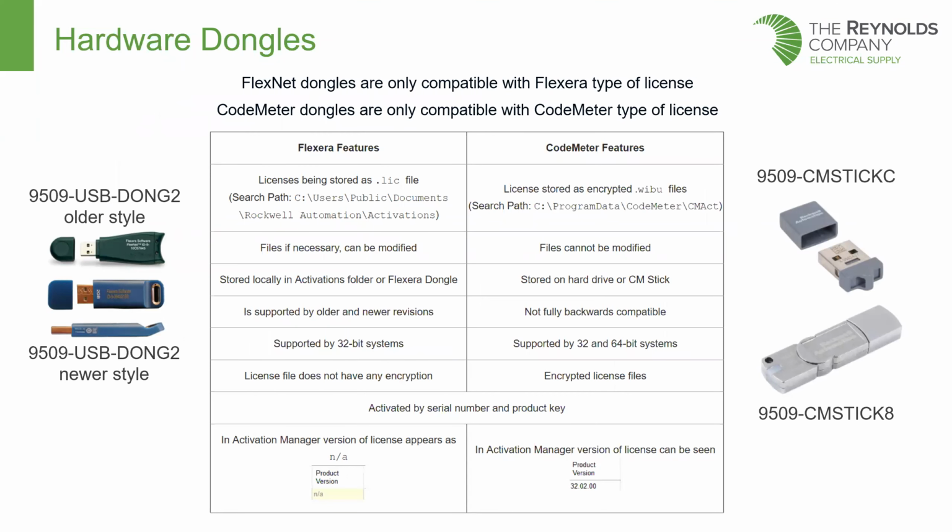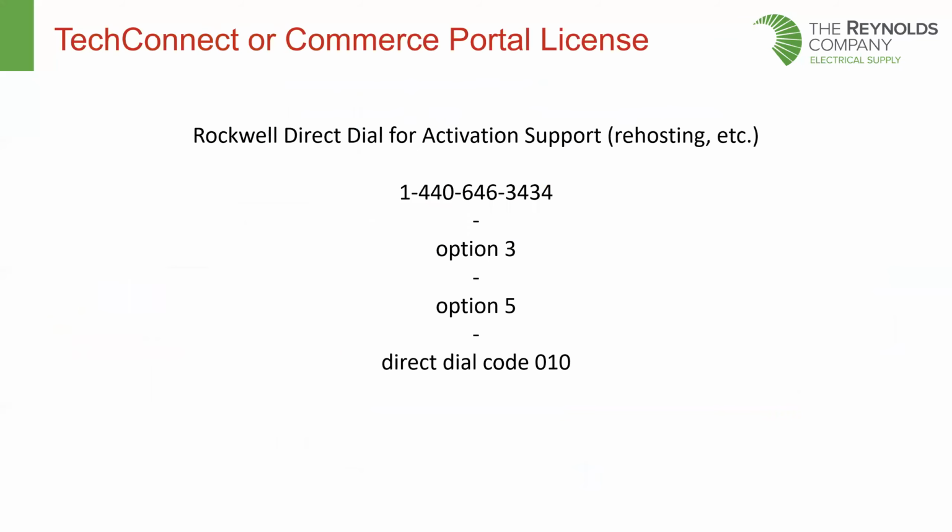This is what they look like, except I did not include the SD card. The SD card variant just looks like a normal SD card. So you may be used to either the green or the blue Flexera dongles. The newer CM Stick and CM Stick 8 are gray. They work with all the Codemeter licensing that we talked about before. They're not fully backwards compatible either. So you really do need to choose whether or not you want to do Flexera or Codemeter before purchasing a particular dongle type.